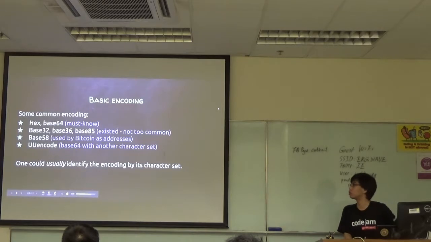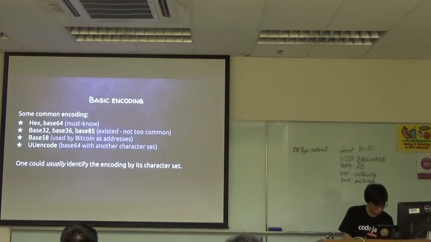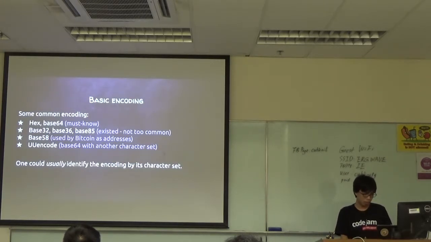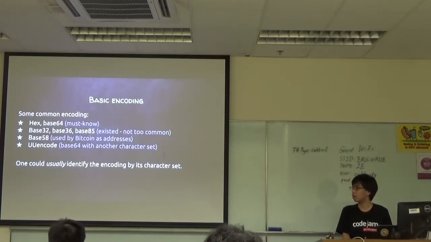So there are further some common encodings, like base 32, base 36, base 85, and a commonly used encoding in Bitcoin is base 58. Why is that base 58? I think it is similar to base 64, but removes some common characters like small letter i, integer 1, and small letter l, because they look alike.